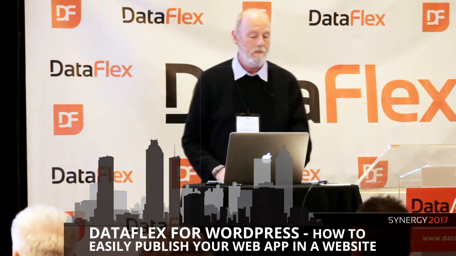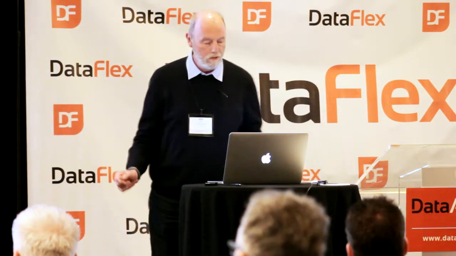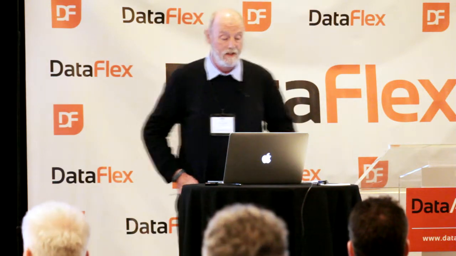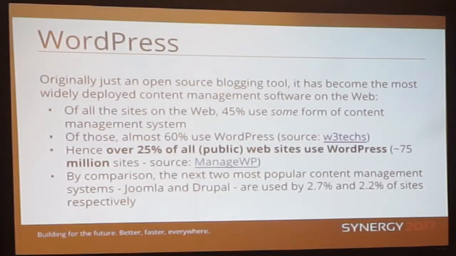WordPress was originally an open source blogging tool, but it has become one of the most widely deployed pieces of software on the web and the most widely deployed content management system. Of all the sites on the web, around 45% use some form of content management system. And of those, 60% use WordPress. That comes to roughly 75 million sites. That's quite a lot. By comparison, the next two most popular content management systems, Joomla and Drupal, are in the 2% area as opposed to the 25% that WordPress enjoys.